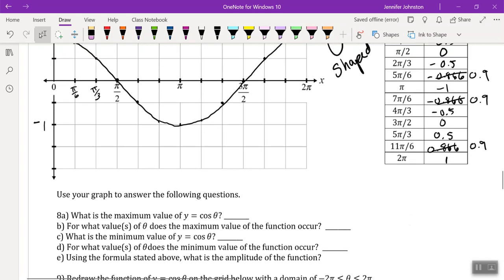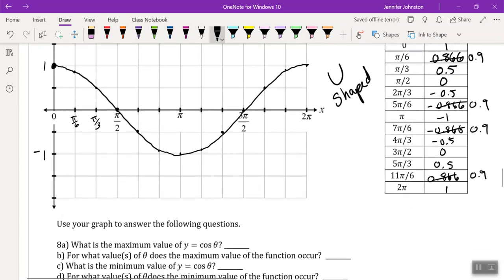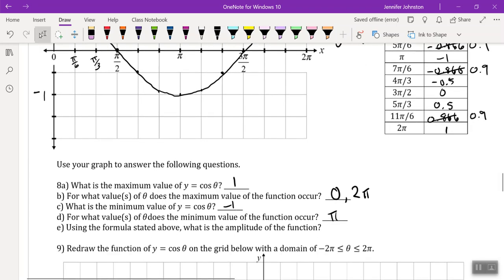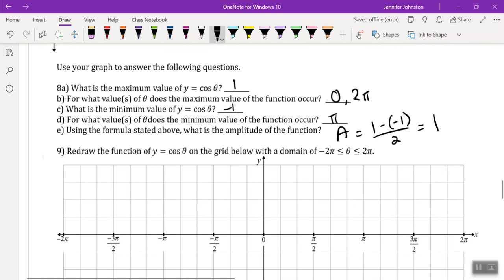Okay, so what is the maximum value of cosine? Maximum cosine is 1. Where does this occur? At 0 and at 2 pi. What's the minimum? Minimum is -1. Where does this occur? Just at pi. Using the formula above, what's the amplitude? We can see it too. The amplitude is 1 subtract -1 over 2, or max minus min divided by 2, which gives us, again, 1.